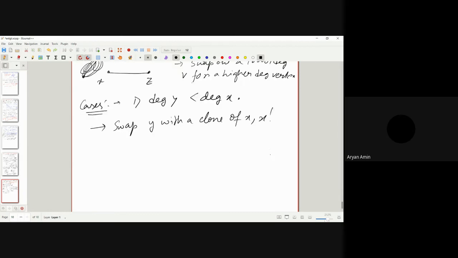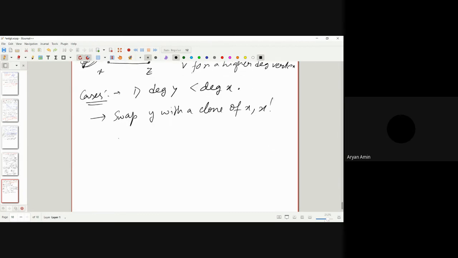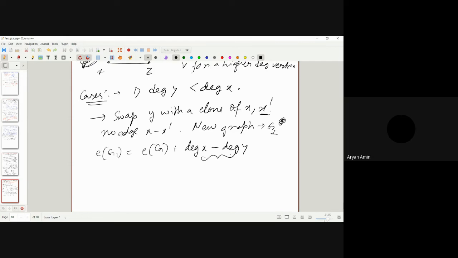What I mean by this is delete y, delete all the edges emanating from y, and replace it with a clone of x. The new y, which we call x dash, will have all the edges that x is supposed to have, but there is no edge between x and x dash. Suppose this new graph is called g1. What is the number of edges in g1? It is the number of edges in g plus degree x minus degree y. This term is greater than 0, so this must be greater than the number of edges in g.